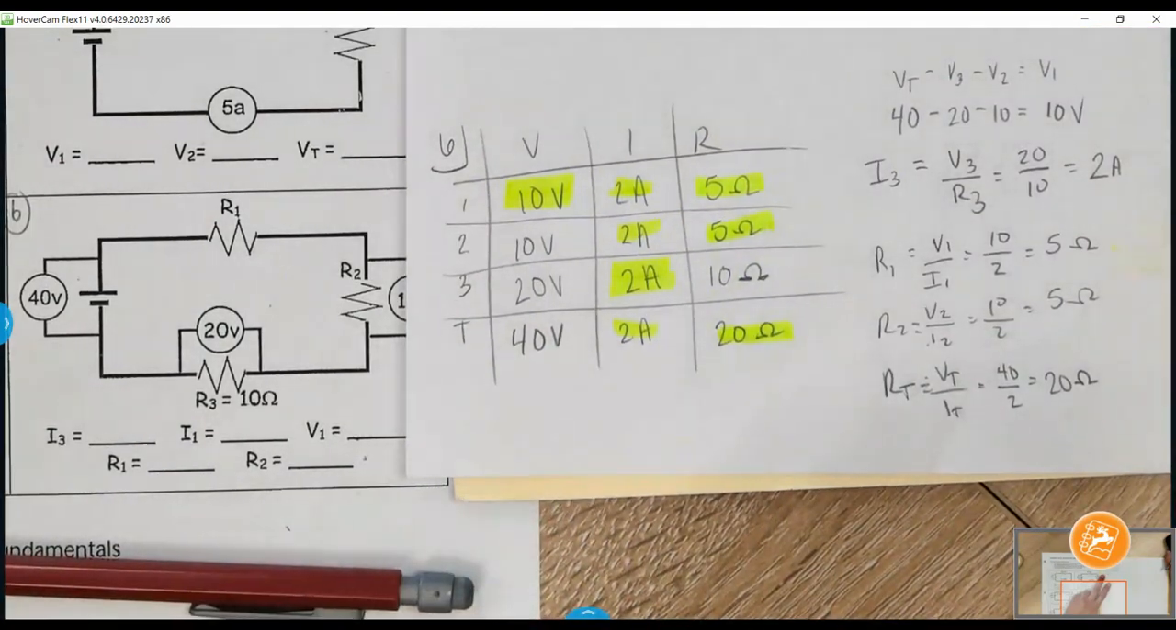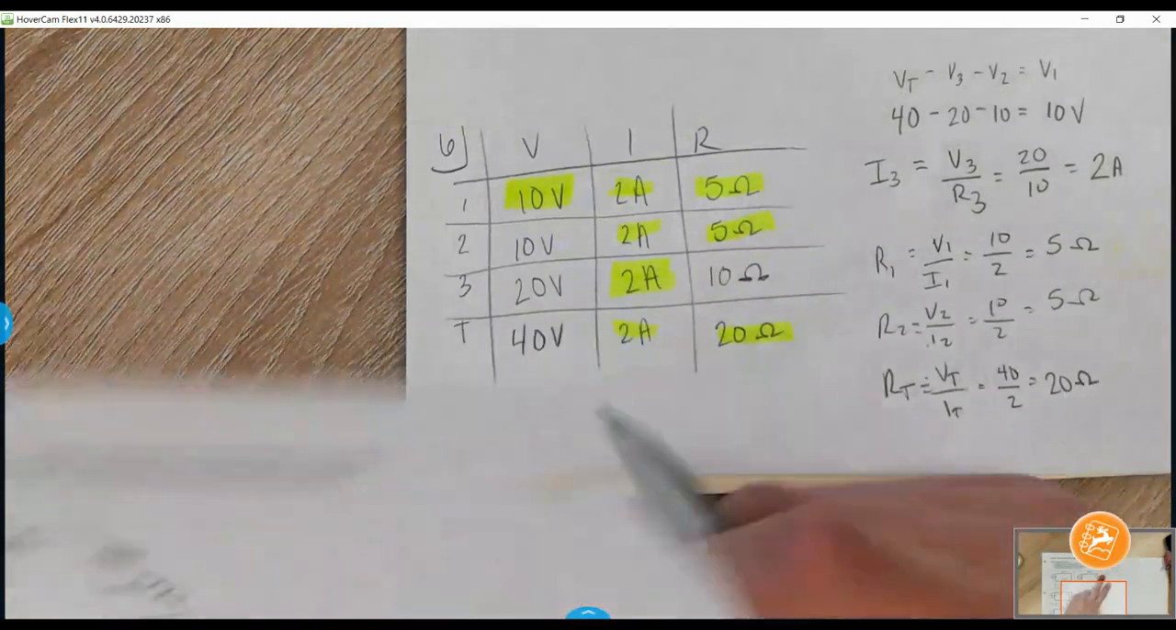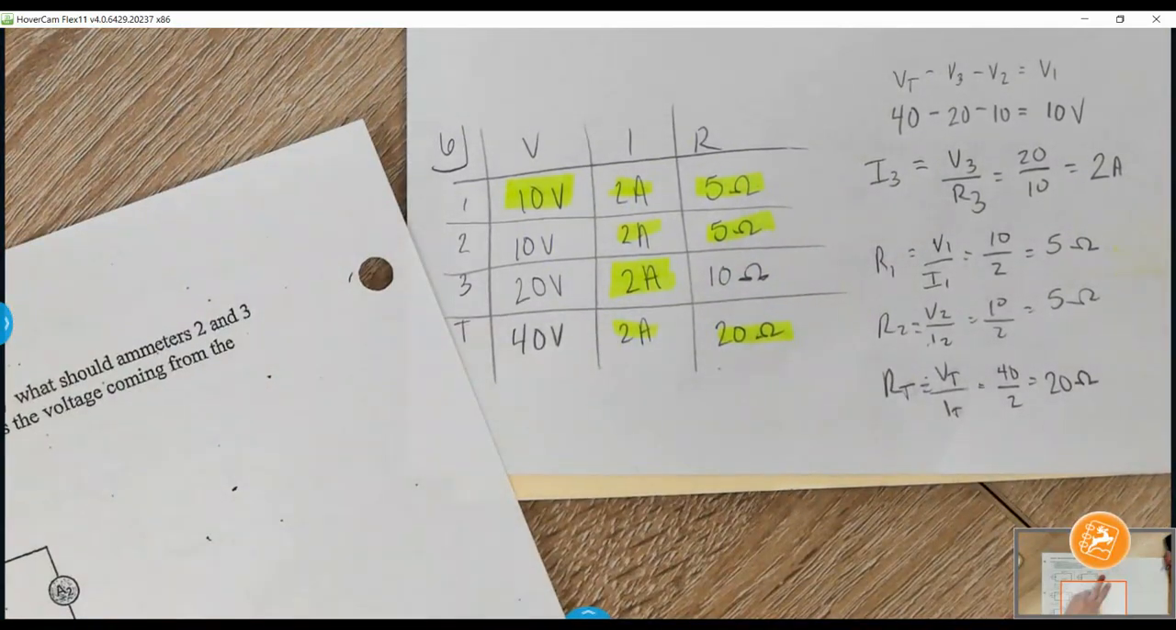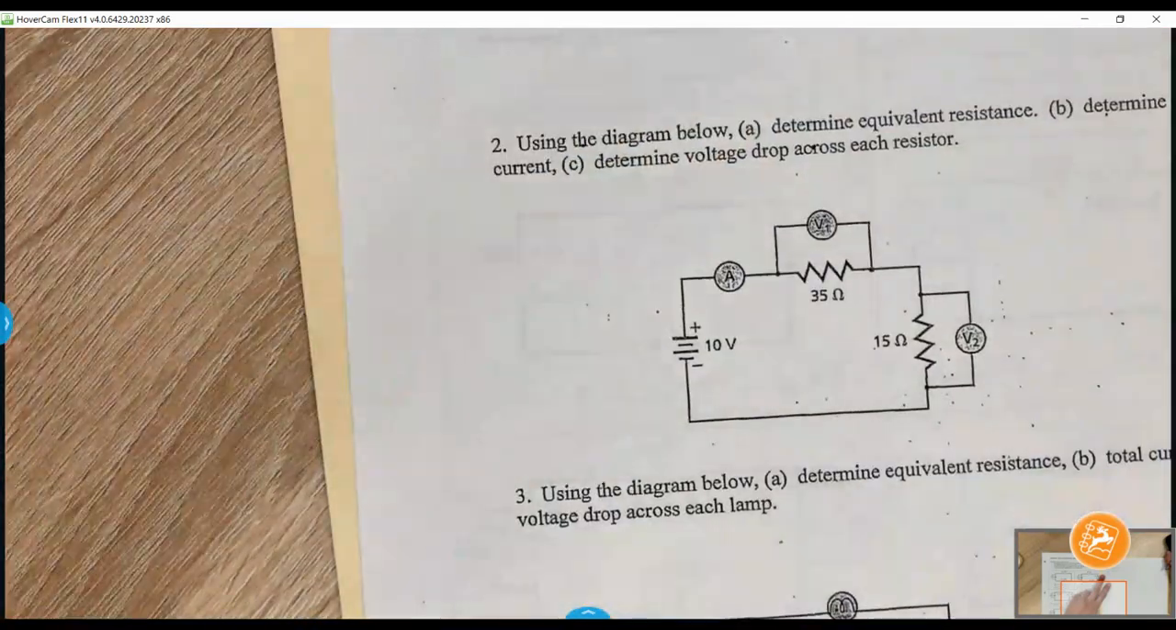You guys are going to be tasked to solve the rest for homework. So you have to finish 2, 4, and 5. Okay, good question. So the back as well.